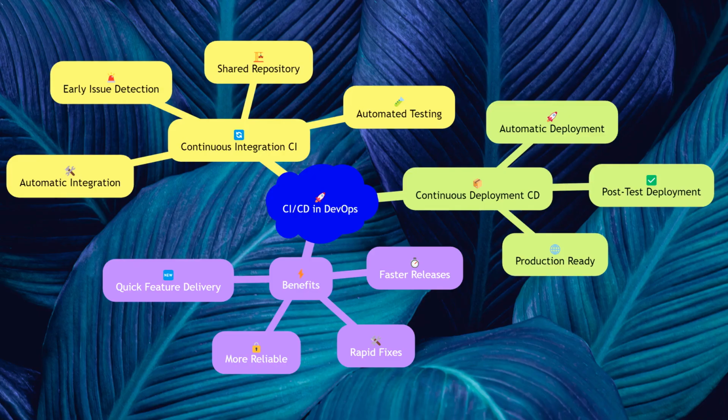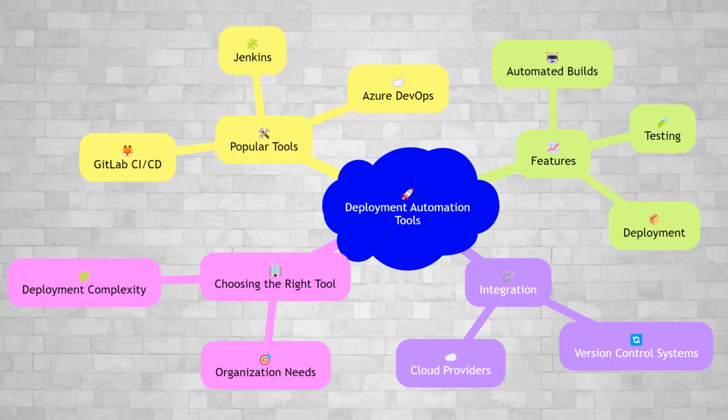Continuous integration, CI, and continuous deployment, CD, are key practices in DevOps that ensure code changes are automatically built, tested, and deployed. CI involves automatically integrating code changes into a shared repository and running automated tests to catch issues early. CD extends this by automatically deploying code changes to production once they pass all tests. Together, CI and CD enable faster and more reliable releases, reducing the time it takes to deliver new features and fixes to users.